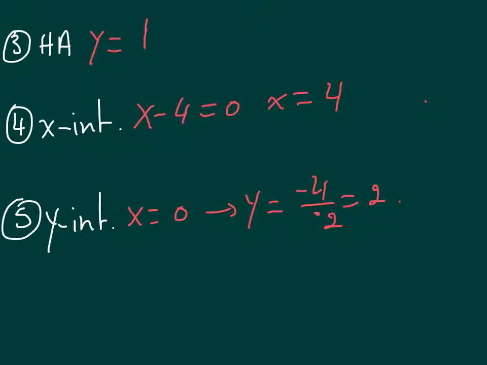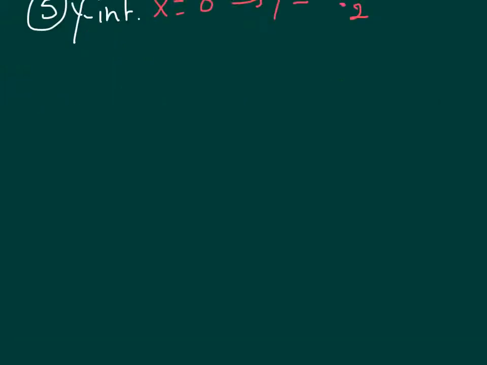We're going to go ahead and graph. Okay, the graphing. We're going to put a vertical asymptote at +2, which is over here. We're going to do a horizontal asymptote at 1. We do have an x-intercept at 4. We do have a y-intercept at 2.